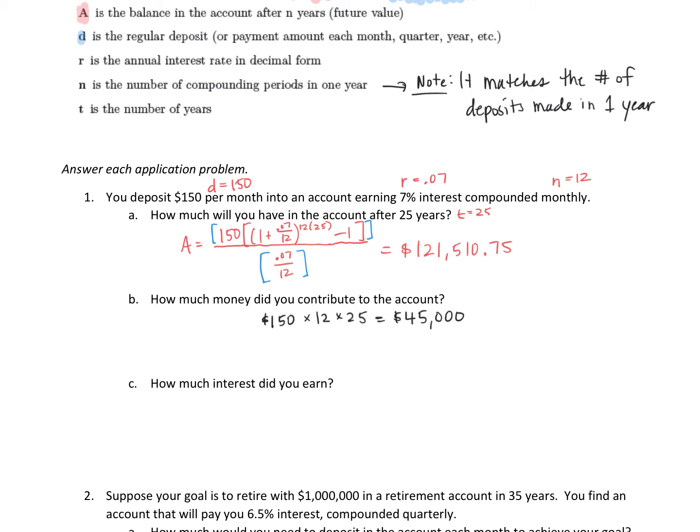To find Part C, the amount of interest that you earned, you would simply subtract Part A minus Part B. So 121,510.75 minus 45,000, and you would get $76,510.75. So that's the amount of interest that you earned. And again, that was Part A minus Part B.